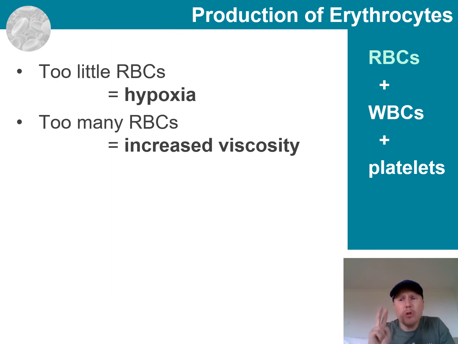So there can be two conditions that we must consider. If there are too few red blood cells, this leads to hypoxia, so tissues are starved from oxygen. And interestingly, if there are too many red blood cells, this results in increased blood viscosity.